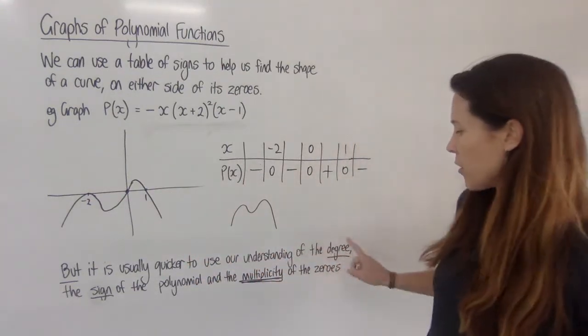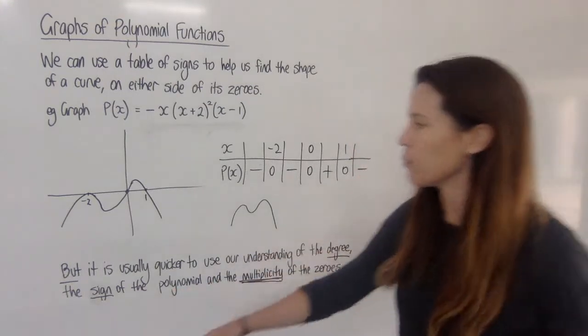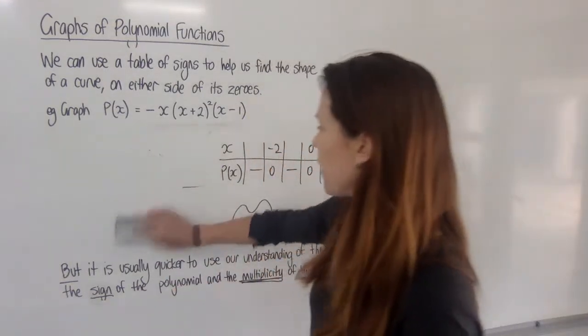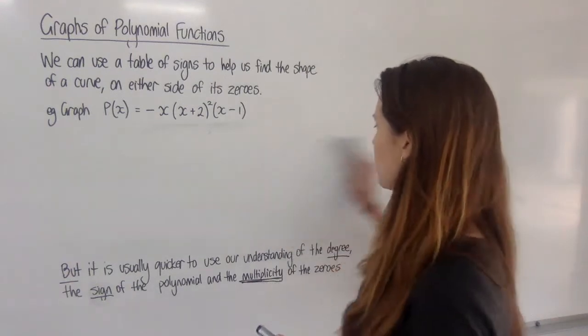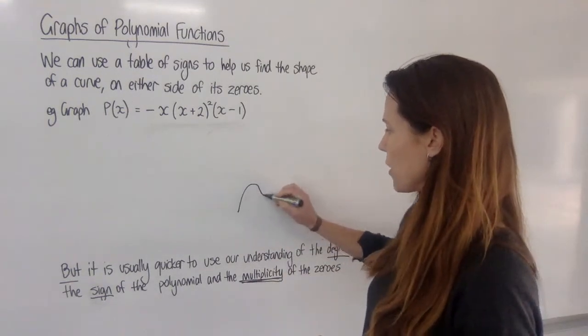But if we're using those three things together, then we should be able to complete this graph without needing the table of signs at all, because we're thinking about this shape.